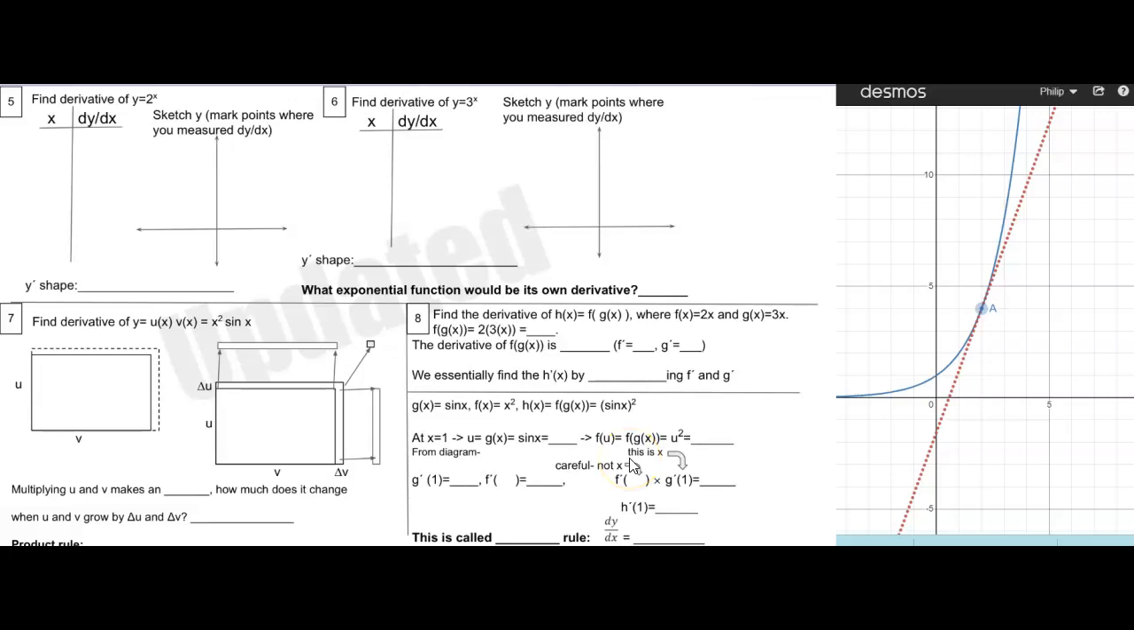This is page 2 of the investigation for differentiation rules. First, we'll start with box 5 and 6, where we're going to talk about the derivative of the exponential function.